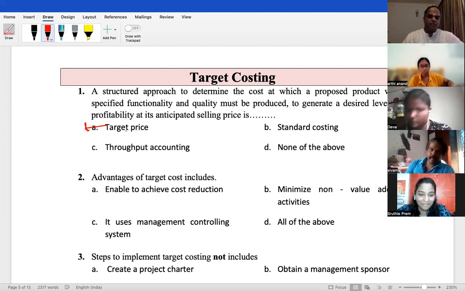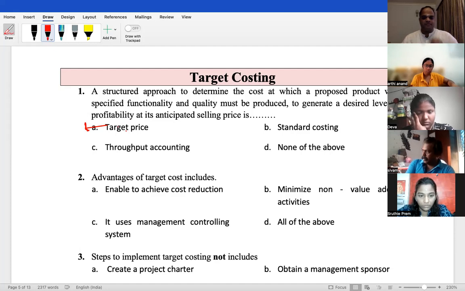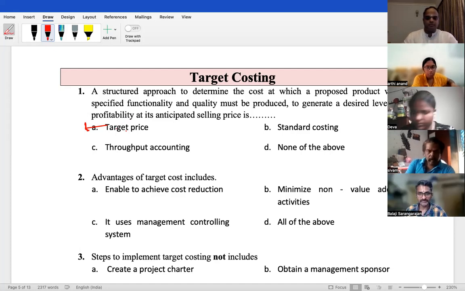Advantages of target costing include: enables achieving cost reduction, minimizes non-value added activities, and it uses a management controlling system. All of the above. All of them. Yes.